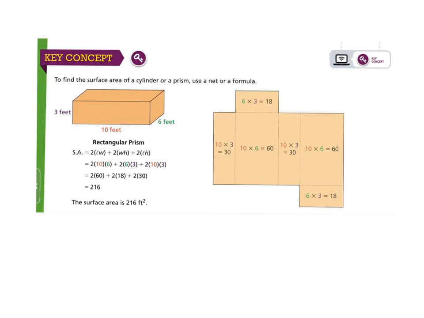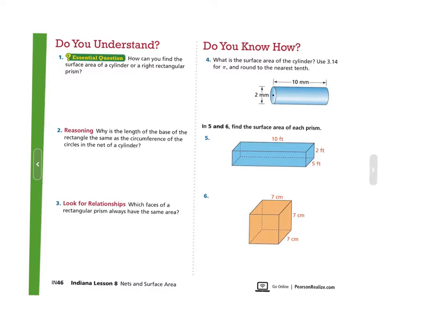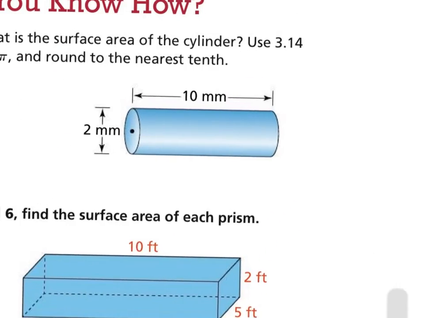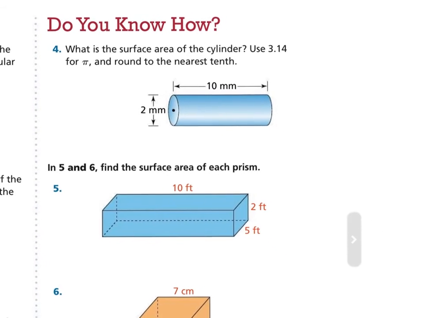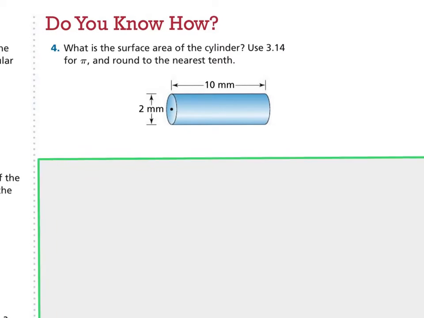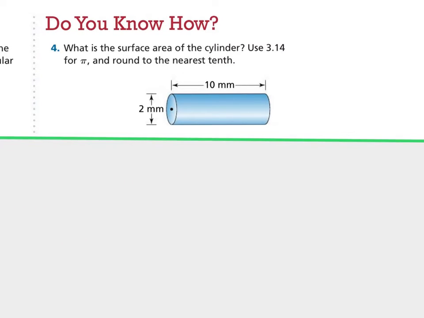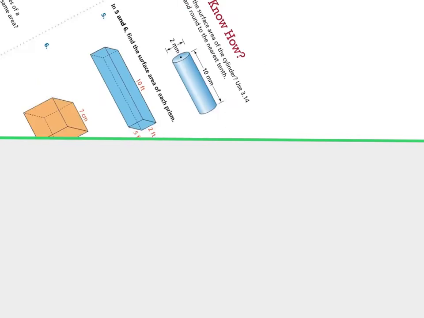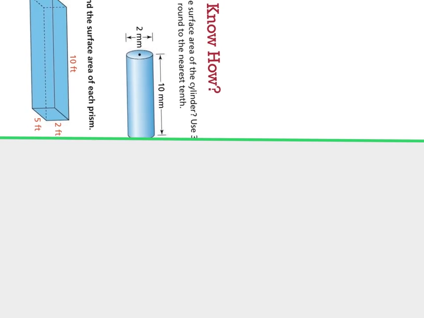So a key concept, kind of recapping here, about what it means to find surface area. They're just showing a rectangular prism, but we can do this with really any three-dimensional figure. We're just doing cylinders and rectangular prisms here though. So if we look at number 4, we'll get some practice with the cylinders again since we're a little bit newer to those. So surface area of the cylinder. Now this cylinder is very tired, so it's laying down here, but if you want to turn it like this, you can. Okay?